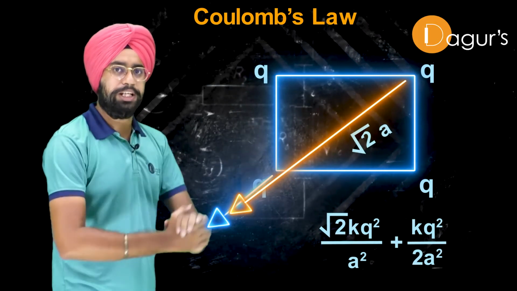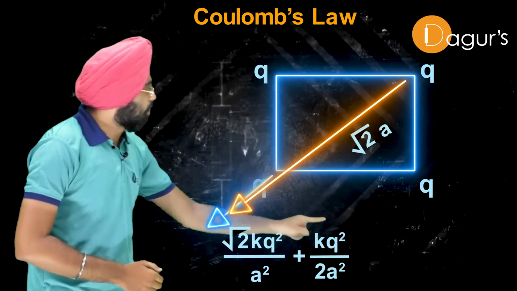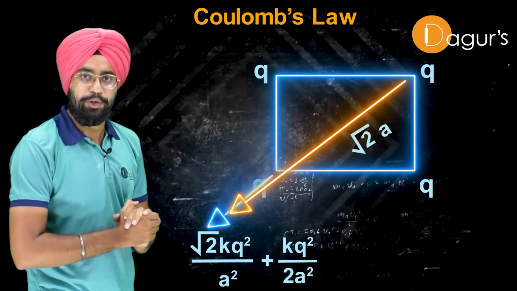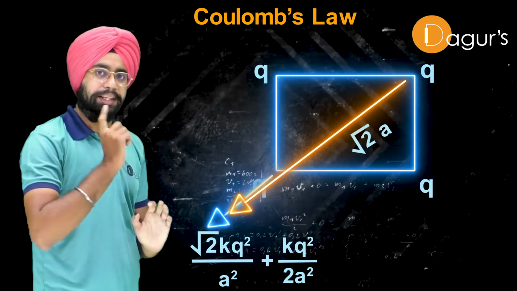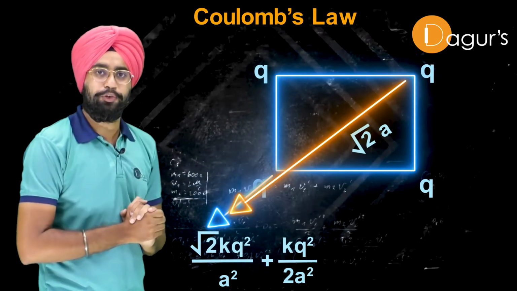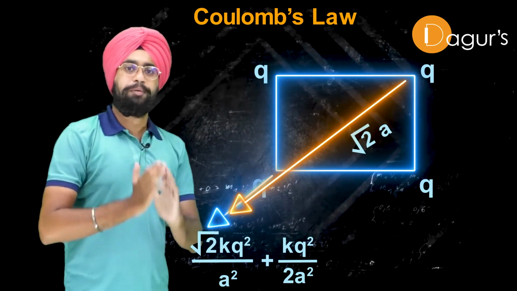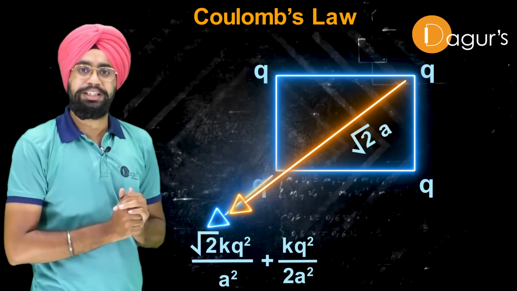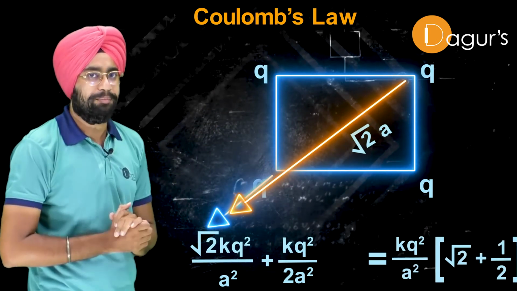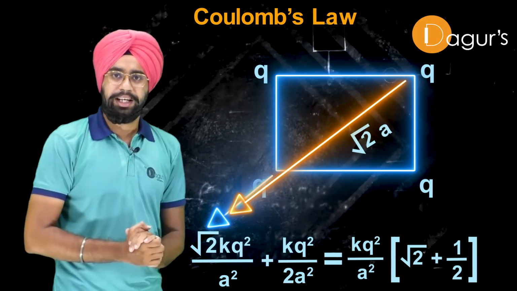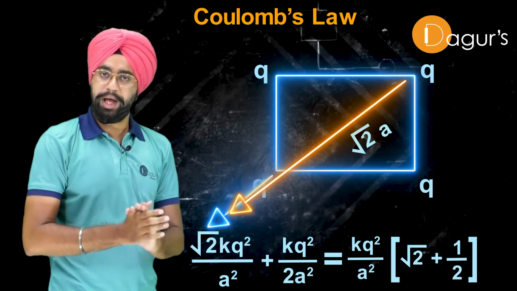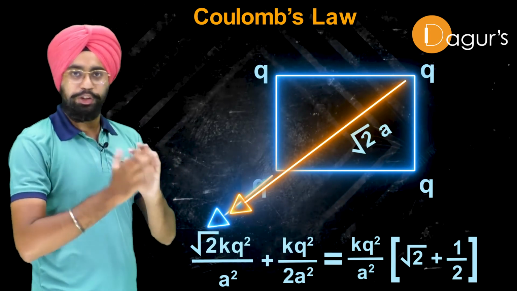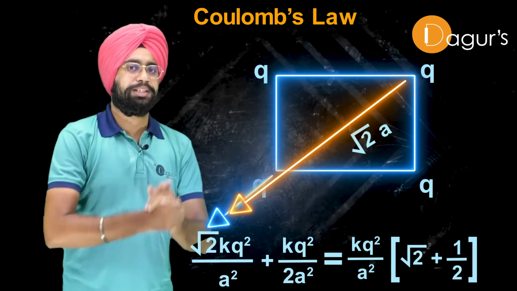So, let us revise one more time. These two charges are applying a force of root 2 kq² by a² and the third charge is applying a force of kq² by 2a². As the direction of force is the same, we will add them up and we will get the answer kq² upon a² in bracket root 2 plus 1 by 2. I will also recommend you to remember this answer.